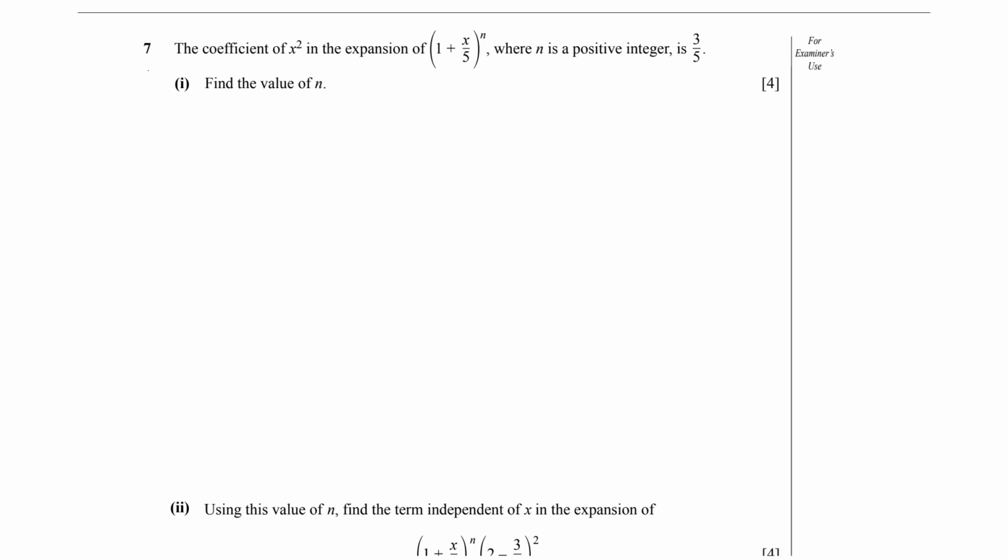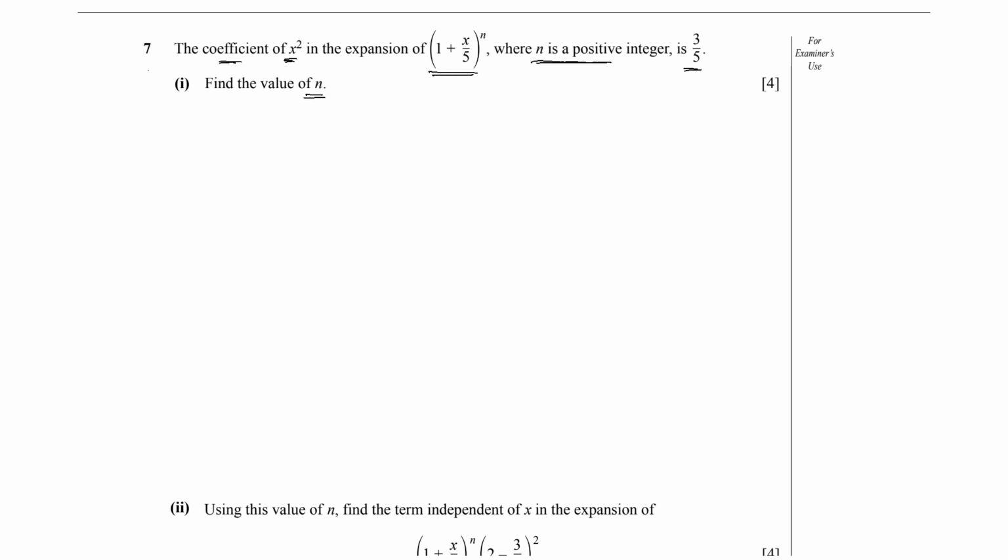This question is from the topic binomial theorem or binomial expansion. Here in this question they have stated that the coefficient of the term x squared from the expansion of (1 plus x over 5) whole to the power n is equal to 3 over 5, where this n is a positive integer. Now, for the first part of this question, they have asked us to find this positive integer n.